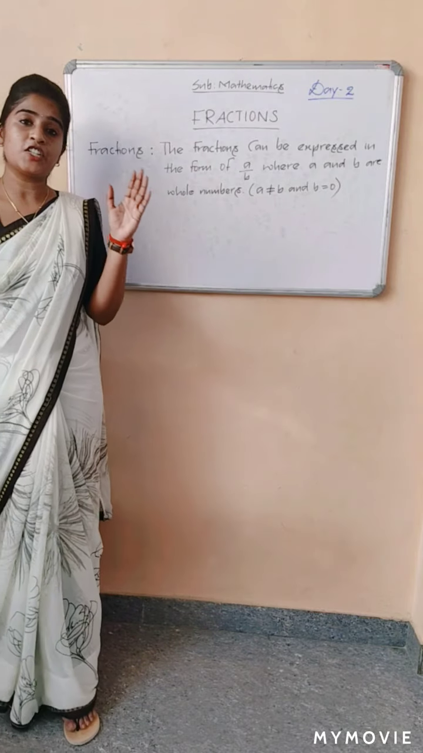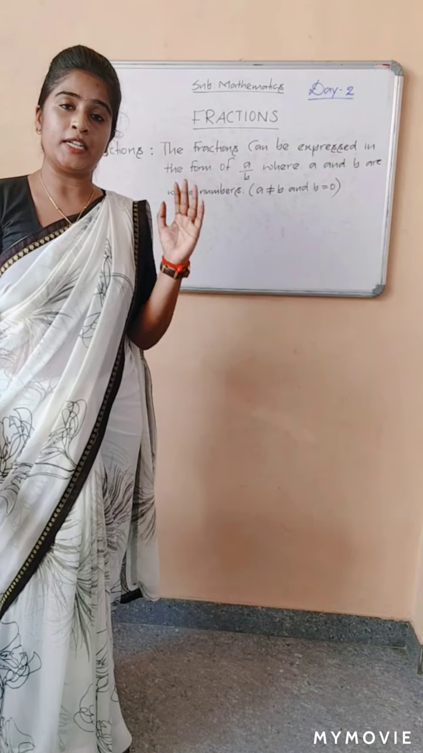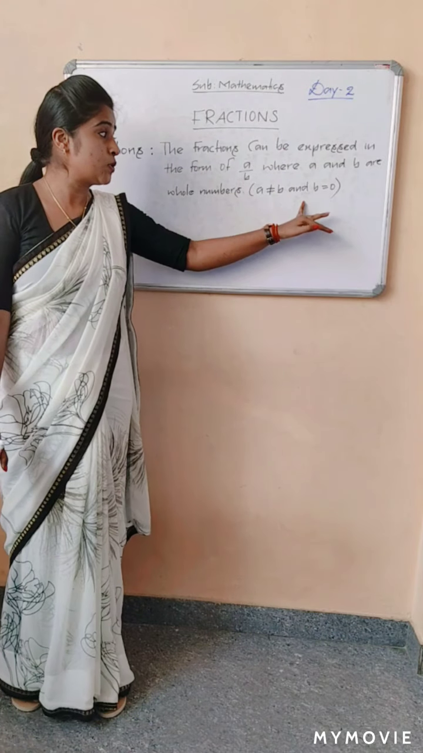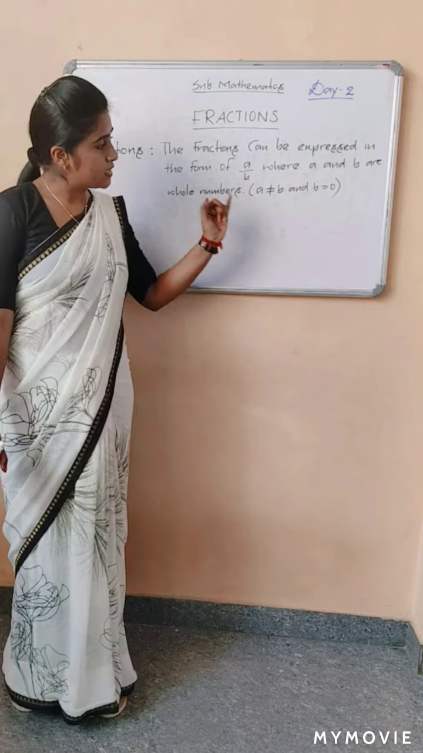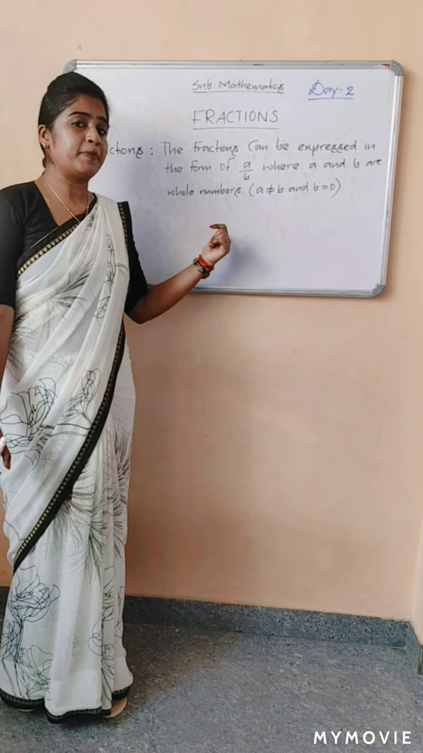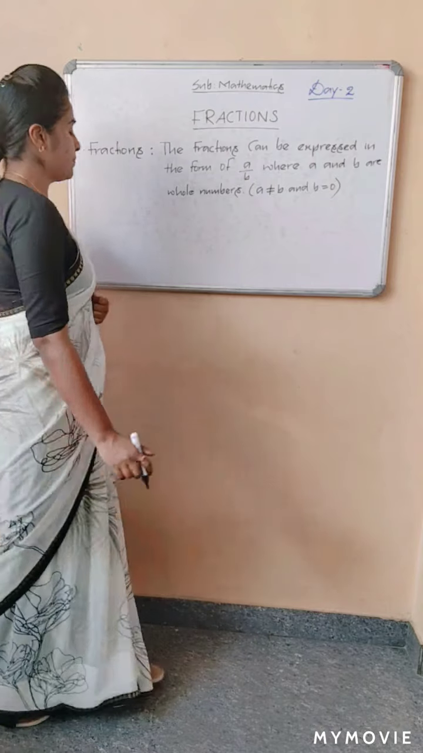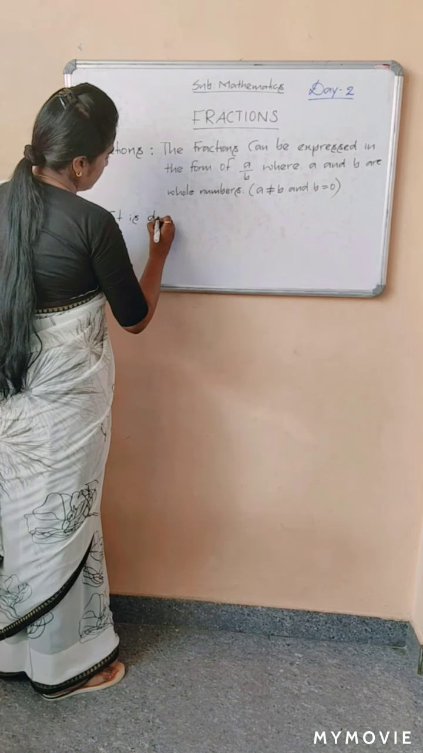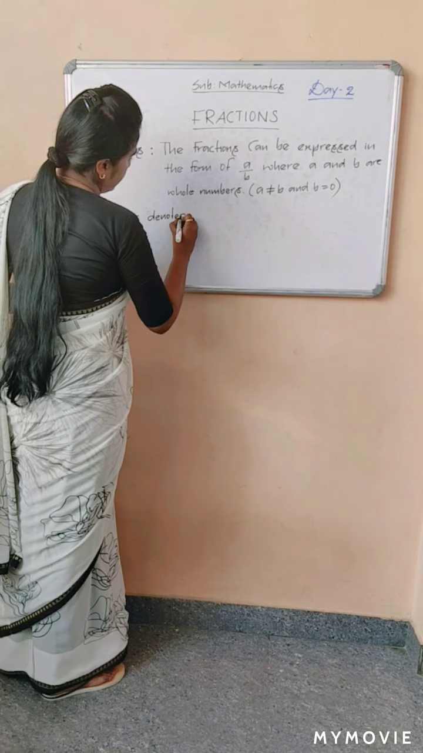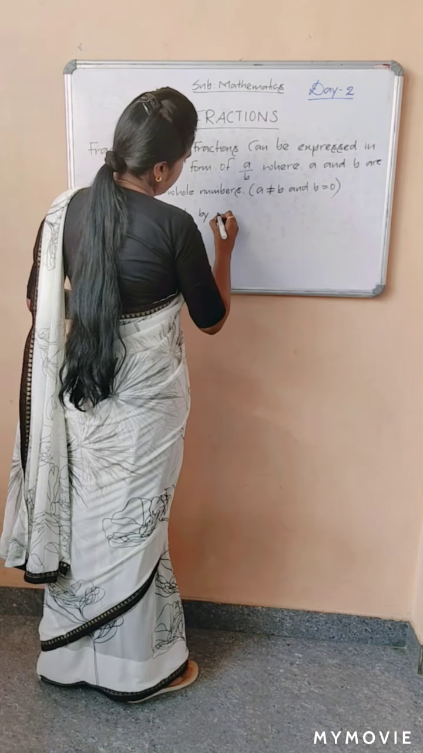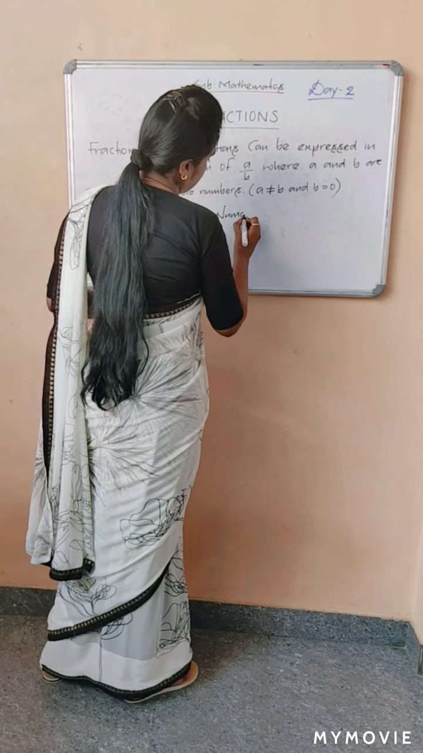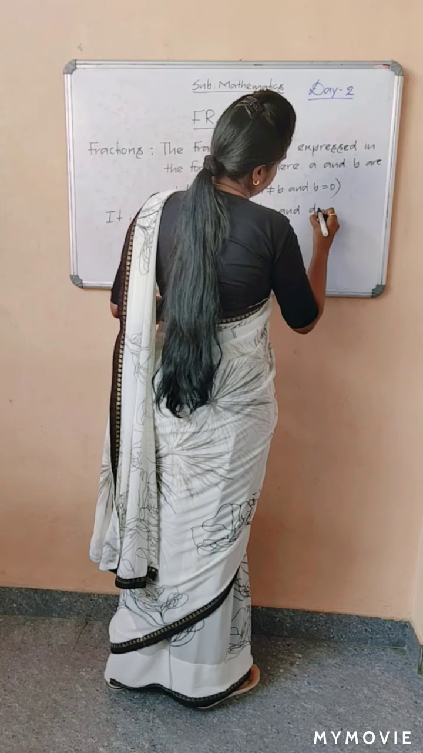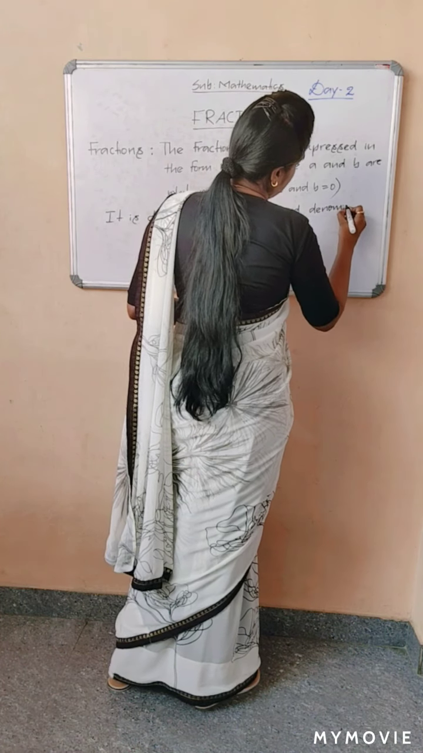Always keep in mind that the fractions will be in the form of a by b, that is numerator by denominator. In the same way, a should not be equal to b and b should not be equal to 0. So here a and b should be whole numbers. So it is denoted by numerator and denominator.